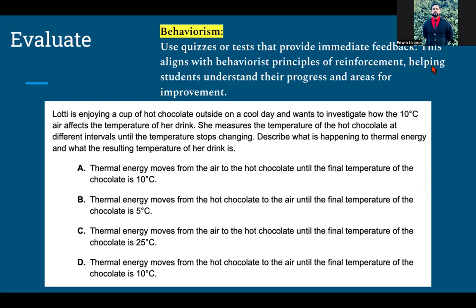So if you had enough chance to read through everything and conclude what the answer was, you have to understand that thermal energy in particular transfers from hot to cold. So in this case, a hot chocolate is the hot, while the air is the cold. So in this case, D would be our answer. Thermal energy moves from the hot chocolate to the air until the final temperature of the chocolate is 10 degrees Celsius.